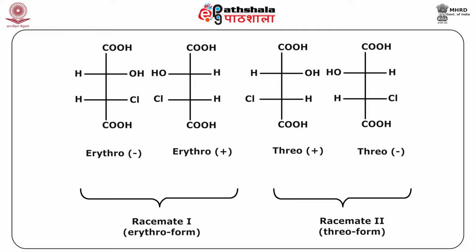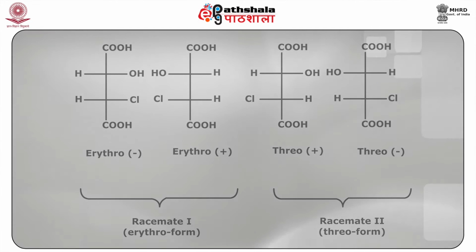Thus, there are only 4 optically active isomers of chloromalic acid and 2 racemates. Erythro and threo is a shorthand method employed by organic chemists to name appropriate compounds. However, if one has to refer to a particular enantiomer of the erythro and threo pair, R and S notation is used. The threo and erythro isomers of chloromalic acid are shown here in the figure.